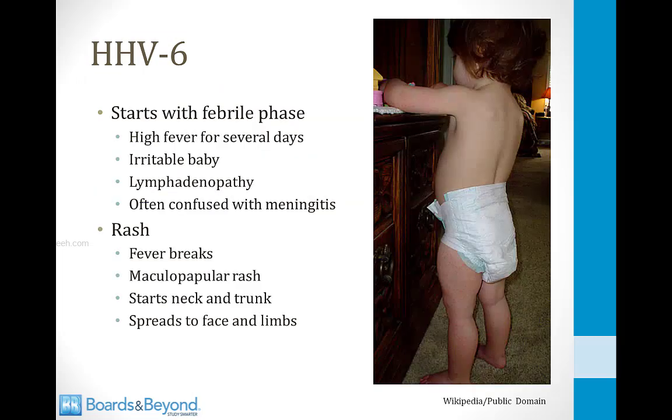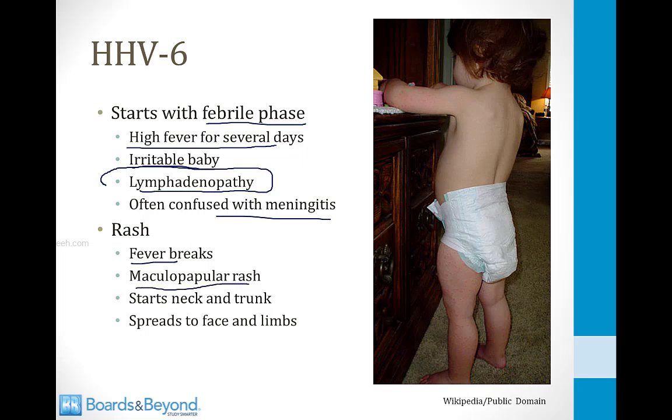HHV6 starts with something called the febrile phase. The child will have a high fever for several days. It's often a baby, and it will be very irritable. There sometimes will be swollen lymph nodes present, and this can sometimes get confused with meningitis, especially in a baby. Then the fever will break and a characteristic rash will occur. It's a maculopapular rash that starts in the neck and trunk and then spreads to the face and limbs.